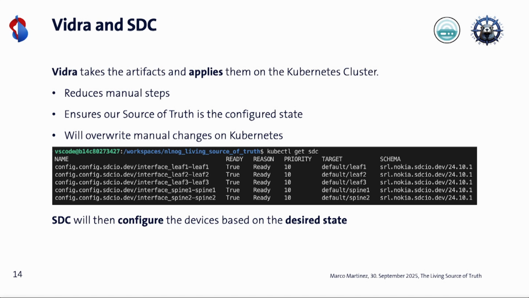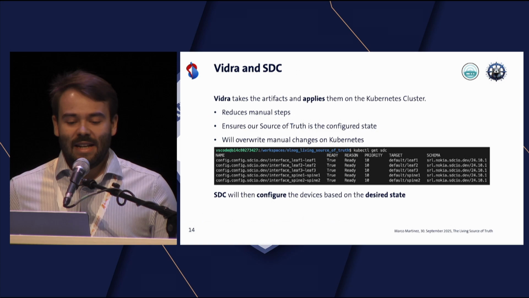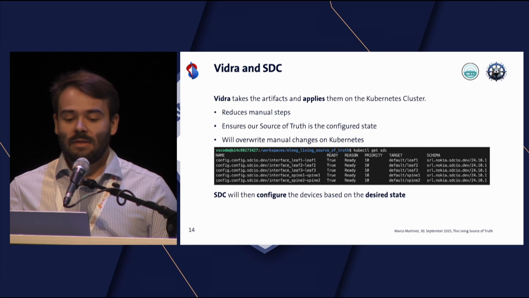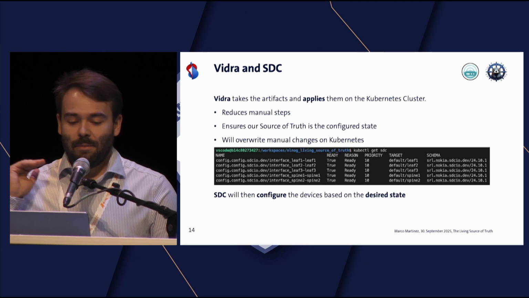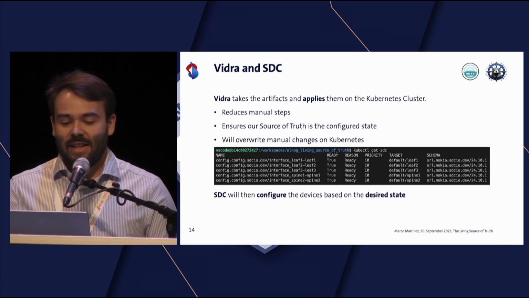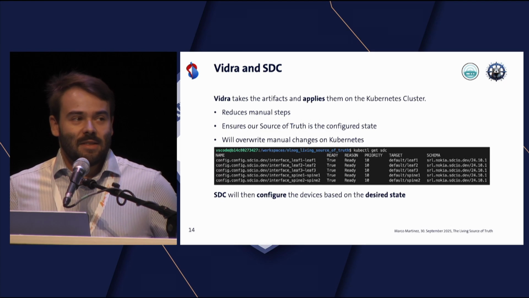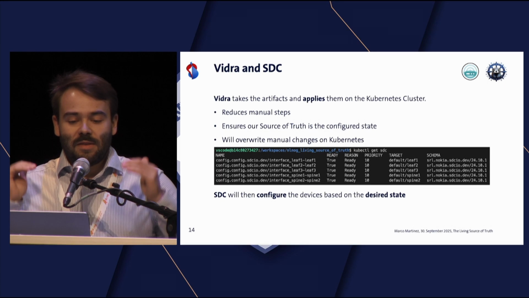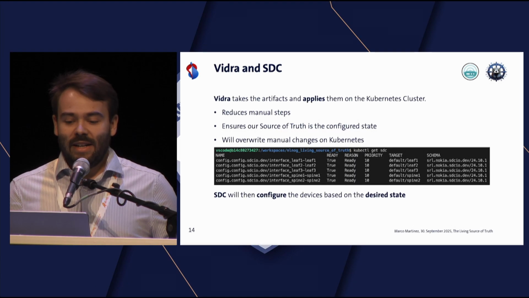What this Vidra does is it takes those artifacts, it downloads them, and it applies them to Kubernetes automatically. So if I change something in Kubernetes, it will directly apply them. No, if I change something in my source of truth, it will automatically override it and apply it to Kubernetes. So this is how I can ensure my desired state is always the state that is on Kubernetes and the state on my network.